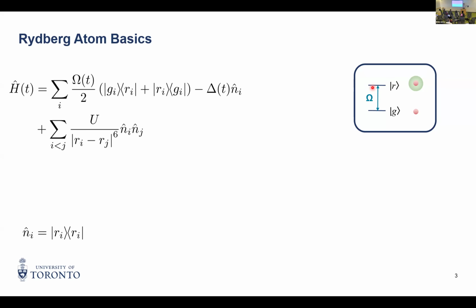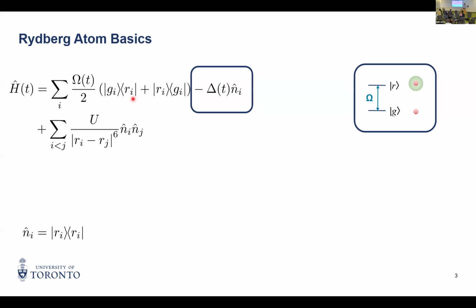The way that we typically interact with these things in experiments is we shine laser light on them. We tune that laser light to the transition frequency between the ground and the excited states. That is this term in the Hamiltonian, where omega is what we call a Rabi drive, which is the amplitude of that laser light. And it just drives transitions between G, the ground state, and R, the Rydberg state. We can also detune that laser away from the proper frequency. And what that does is it shifts the energy of the Rydberg state relative to the ground state. That's captured by this term in the Hamiltonian, where n is just the number operator for the Rydberg state.